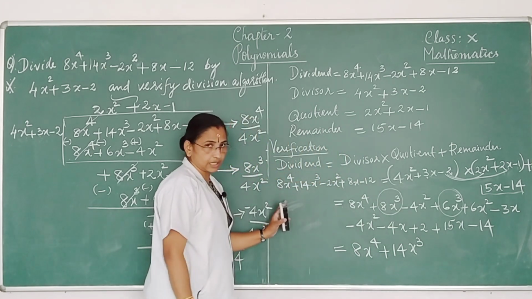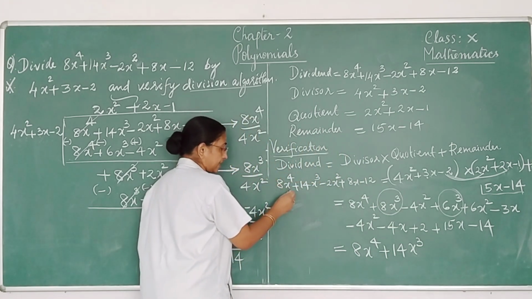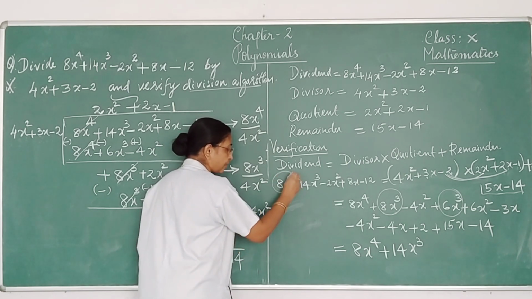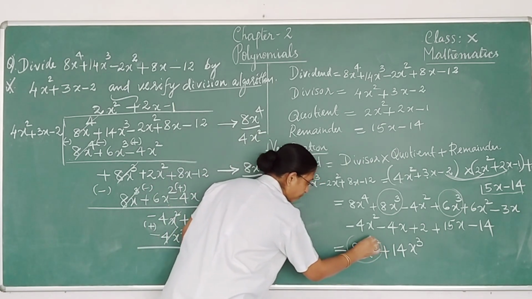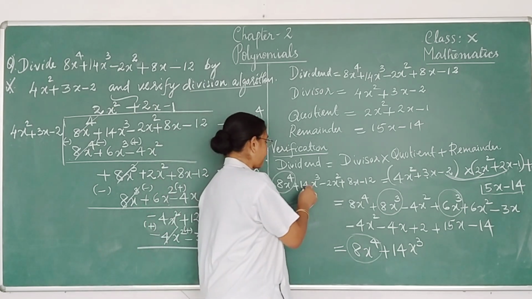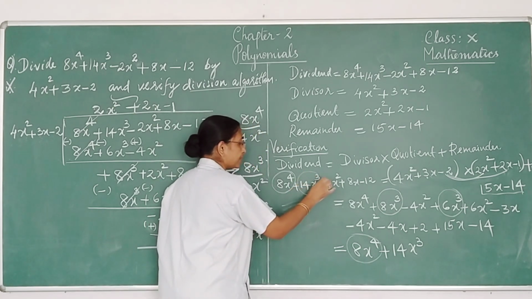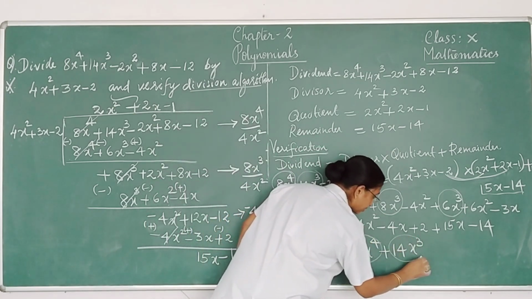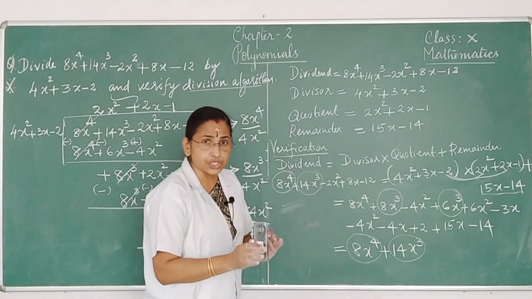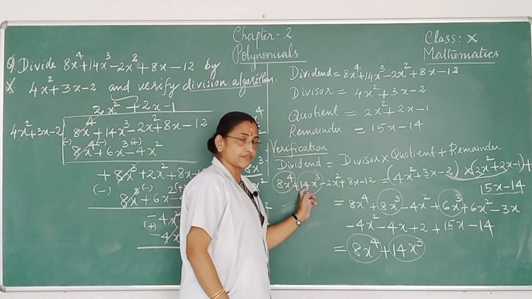Thus, listen to the left side. Left side your dividend, the first term is 8x raised to 4. Here also it is 8x raised to 4. The second term of the dividend is 14x cube. You got here also as 14x cube. So, after writing each term, you need to check with the left side.